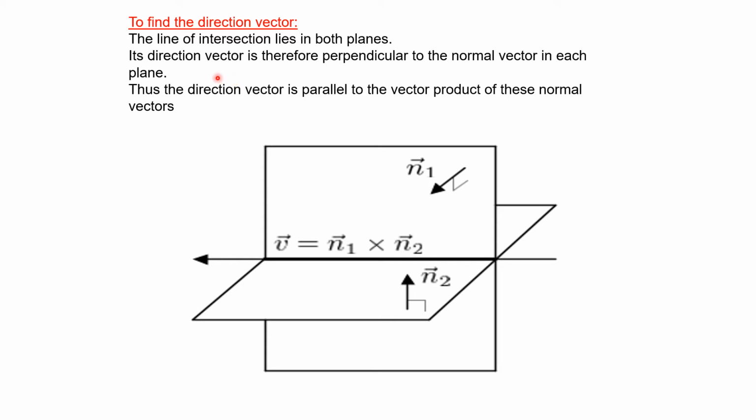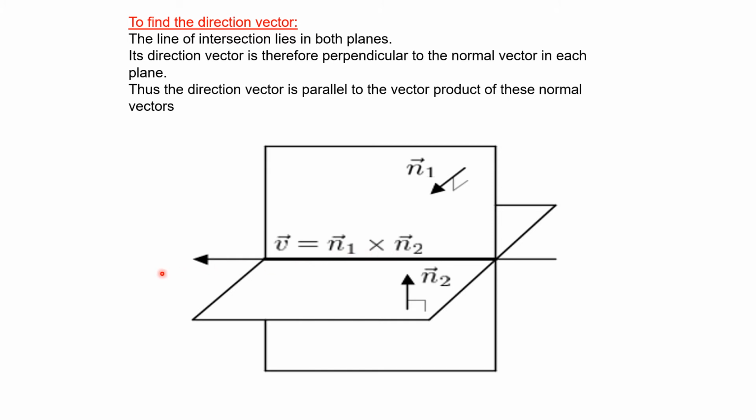Next, you need to identify the direction vector. So the first thing you have discovered is how to identify the point, and next is how to find the direction vector. Based on this diagram, when two planes intersect, this is the line of intersection. The vertical one is plane 1 and the horizontal plane here is n2. It forms a line, right? So two planes intersect and this will be the line of intersection.